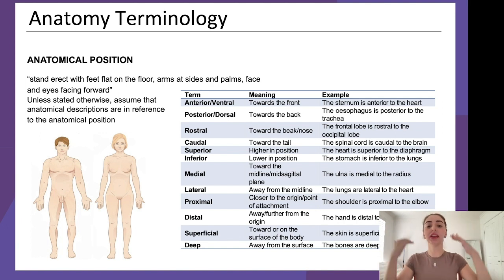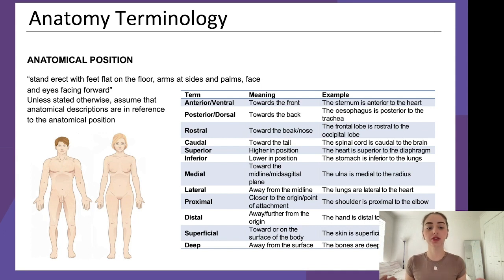Superior means above, inferior means lower. So I can say, my eyes are superior to my nose, they're above, and then my nose is inferior to my eyes, lower. Medial means towards the center, towards your midline, okay, or mid-sagittal plane. We'll get into what that is in a second. Just know medial is toward. So I can say my heart is more medial than my arm, okay, it's more towards my midline, the center of me. Lateral is more away from the midline, okay, so my arm is more lateral than my heart.